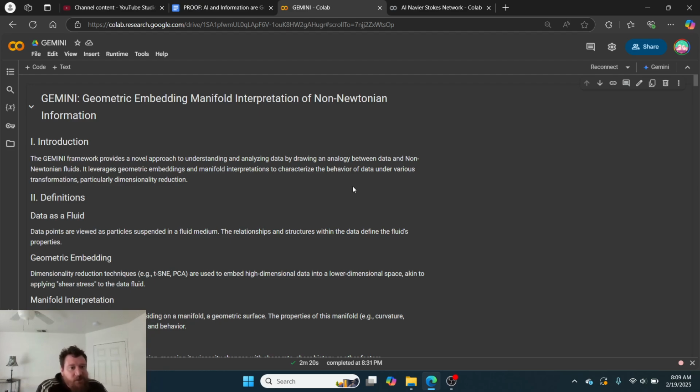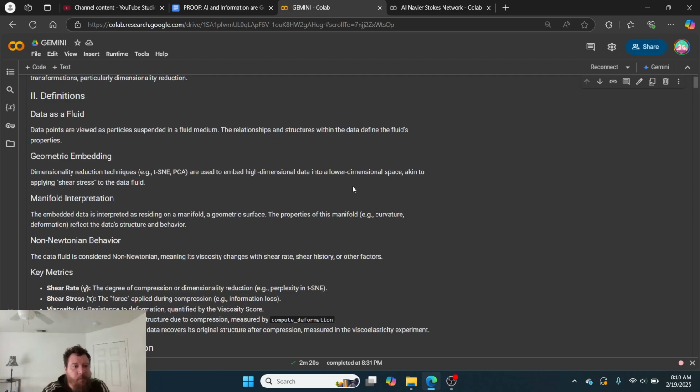Introduction. The GEMINI framework provides a novel approach to understanding and analyzing data by drawing an analogy between data and non-Newtonian fluids. It leverages geometric embeddings and manifold interpretations to characterize the behavior of data under various transformations, particularly dimensionality reduction. Definitions. Data as a fluid. Data points are viewed as particles suspended in a fluid medium. The relationships and structures within the data define the fluid's properties.